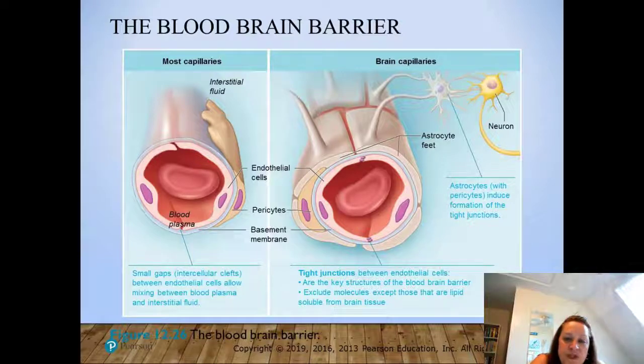This is a picture of the capillaries, and then you'll notice brain capillaries. The brain capillaries have astrocytes around them, tight junctions between endothelial cells, and you'll see there's not a lot of space in between.